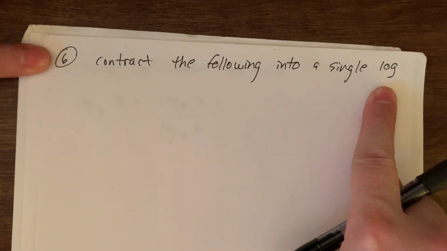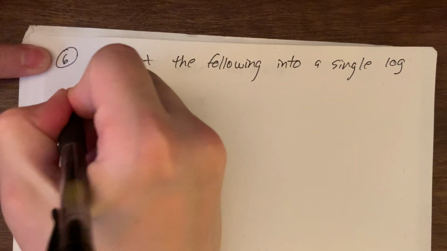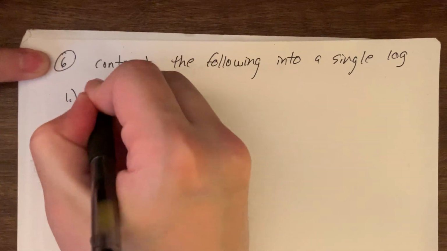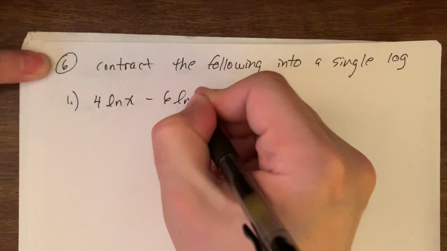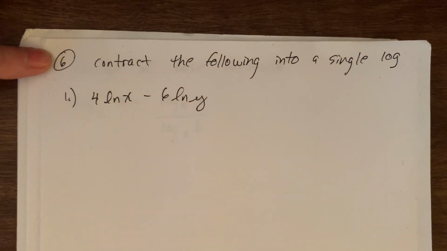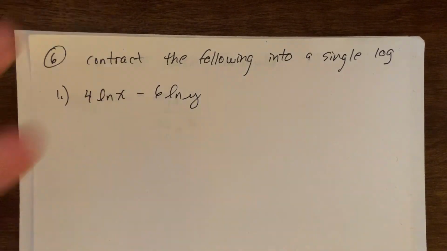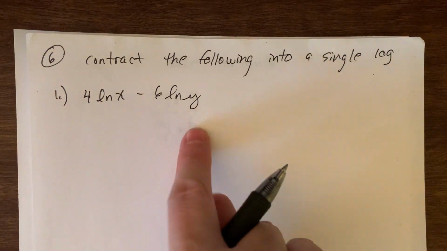Contract the following into a single logarithm. Let's look at problem number 1. Let's do 4 ln x minus 6 ln y. Now I'm using natural log, but it doesn't matter. So they're all natural logs.